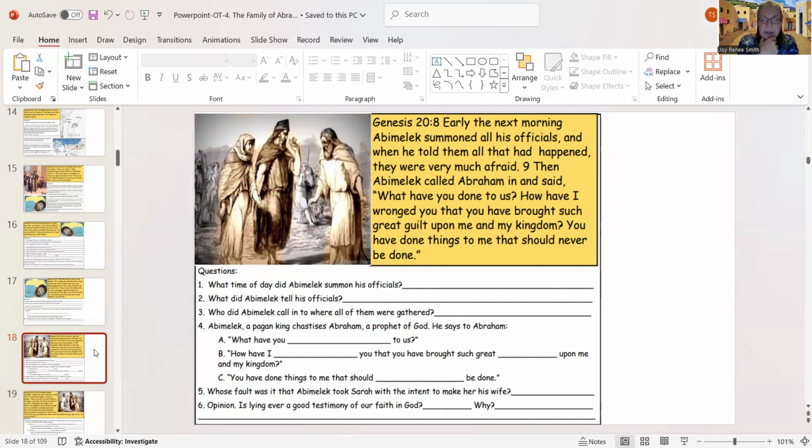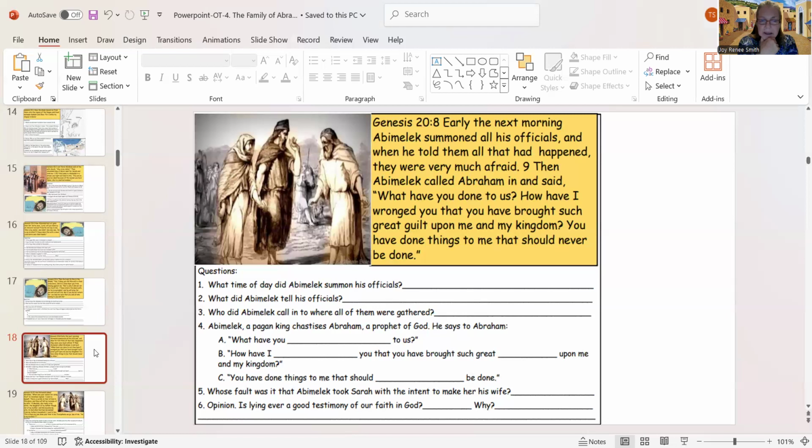What time of day did Abimelek summon his officials? Early the next morning, right after he had the dream. What did Abimelek tell his officials? All that had happened, and they were very much afraid. Who did Abimelek call in to where all of them were gathered? Abraham. Bring Abraham to the front and center here.